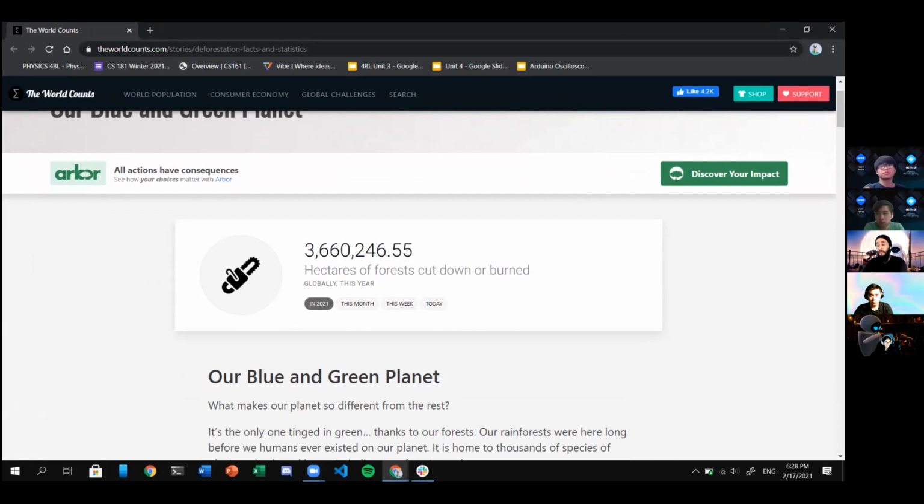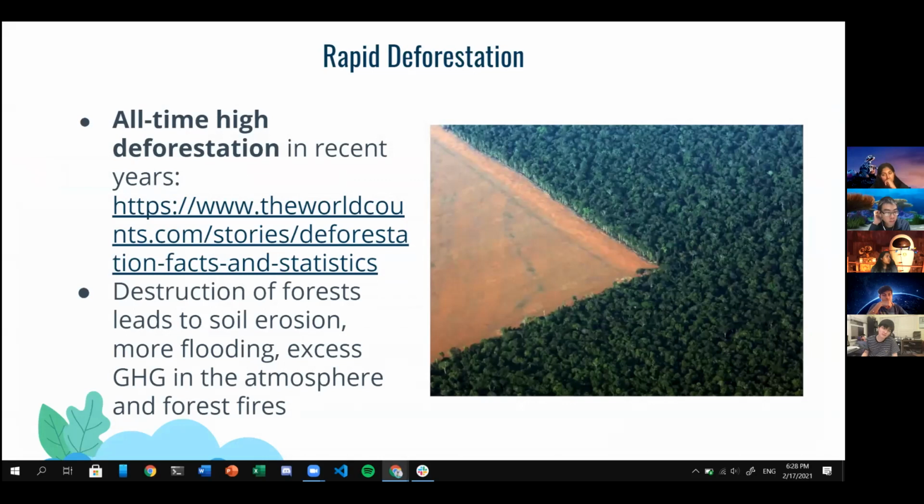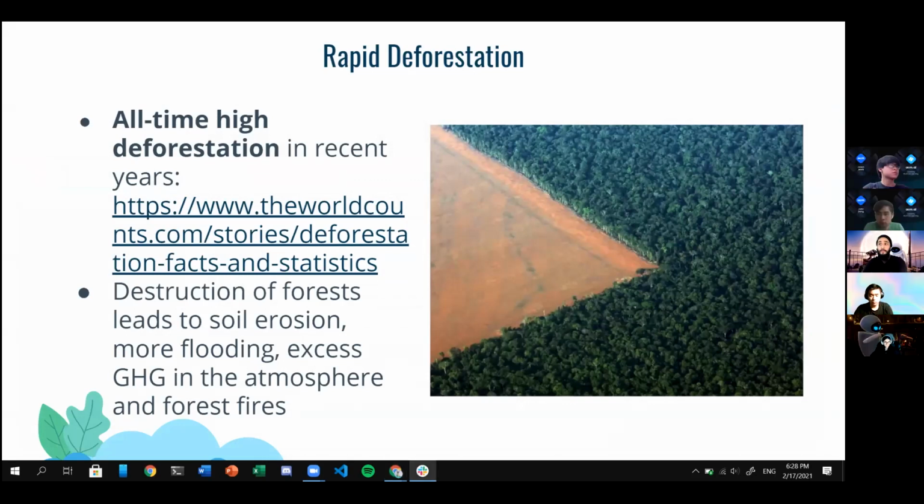And if we go back to the slides, we can see that deforestation also leads to other problems such as soil erosion because trees aren't able to hold on to the soil. There's a lot more flooding. There's also excess greenhouse gases in the atmosphere since there are no natural cleansers of the air. And it also leads to a lot more forest fires because trees are known to bring down local temperatures.